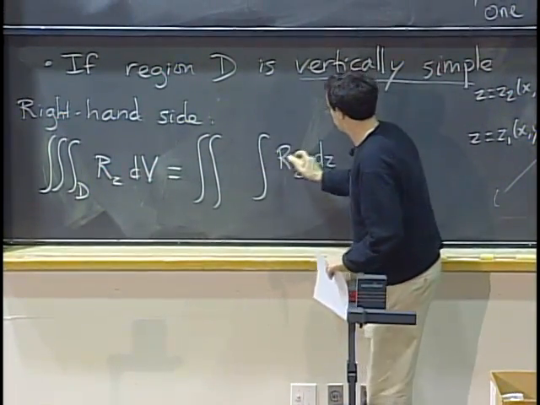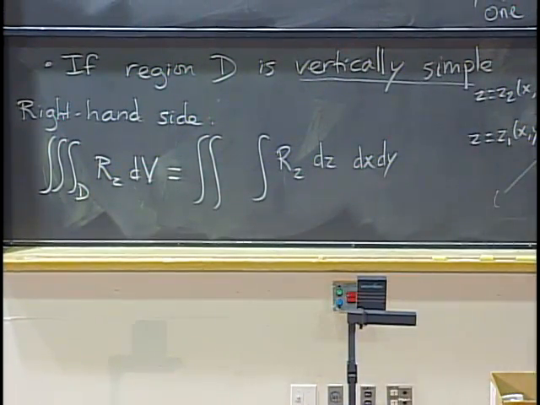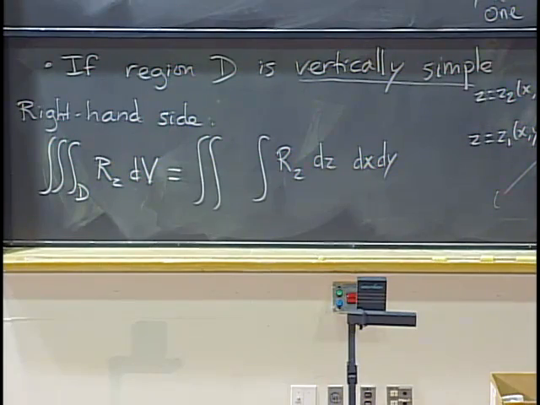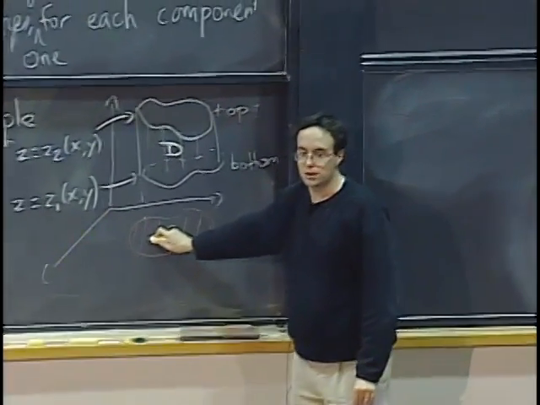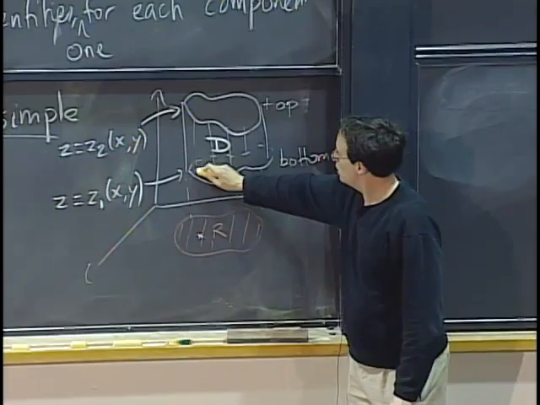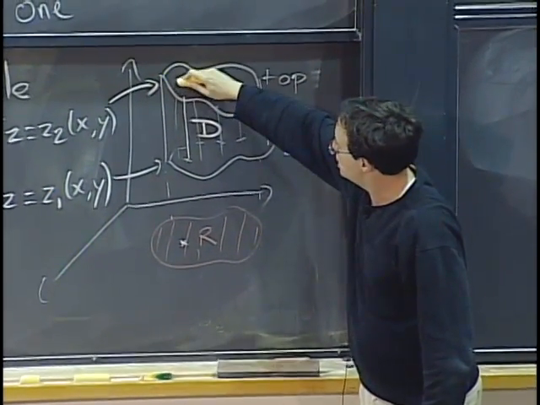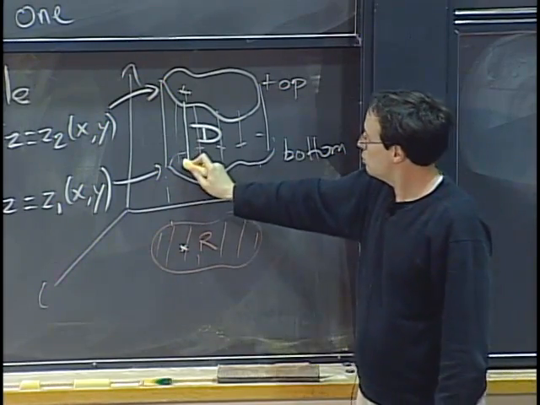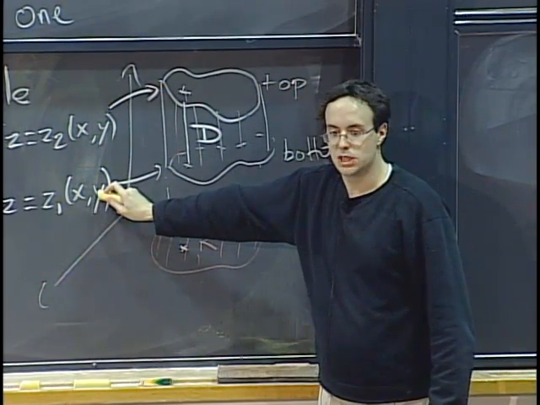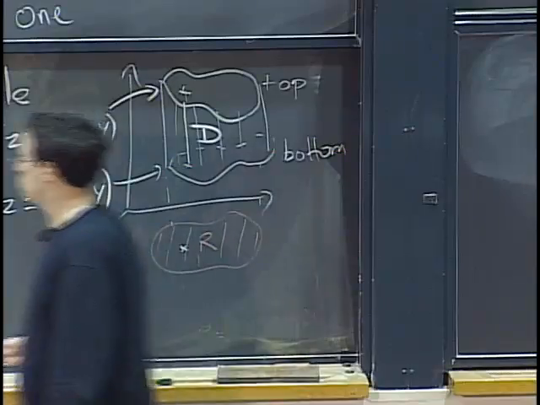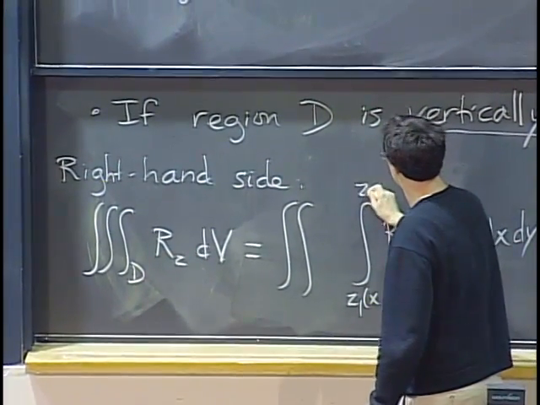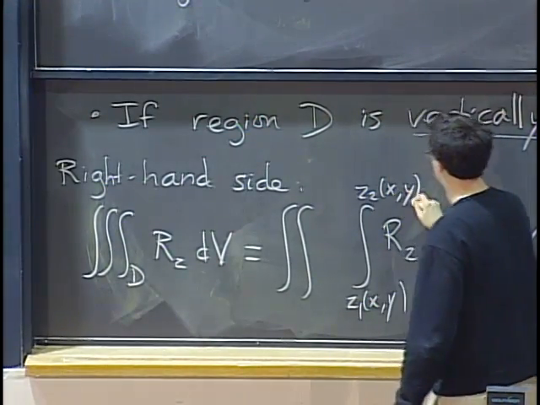So what are the bounds on z? This is actually good practice to remember how we set up triple integrals. Remember, when we integrate first over z, we start by fixing a point x and y. For that value of x and y, we look at a small vertical slice and see from where to where we have to go. Well, we start at z equals whatever the value is at the bottom, so z1 of x, y, and we go up to the top face, z2 of x, y.